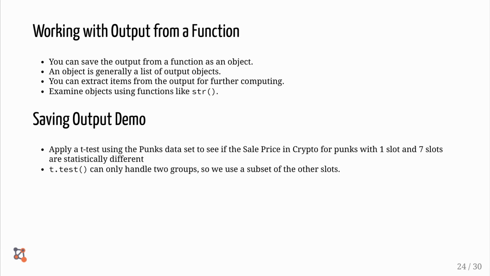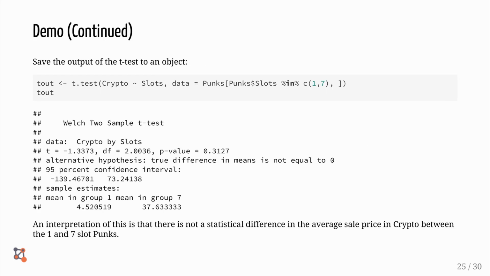Let's demonstrate. We're going to apply a t-test using the punks dataset to see if the sale price in crypto for punks with 1 slot and 7 slots are statistically different. A t-test can only handle 2 groups, so we use a subset of the other slots. In this demonstration, we will save the output of the t-test to an object called t_out. This t-test can be interpreted as having shown no statistical difference in the average sale price in crypto between the 1 and 7 slot punks.